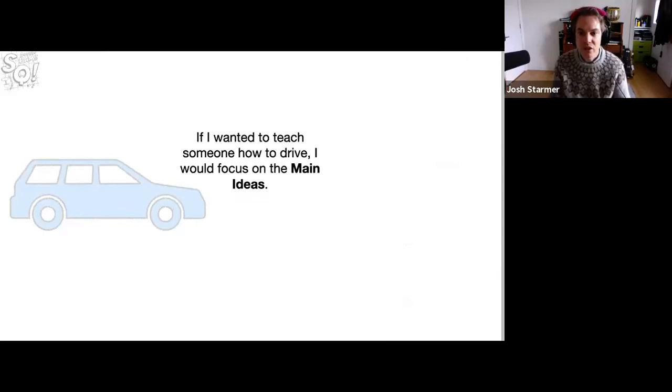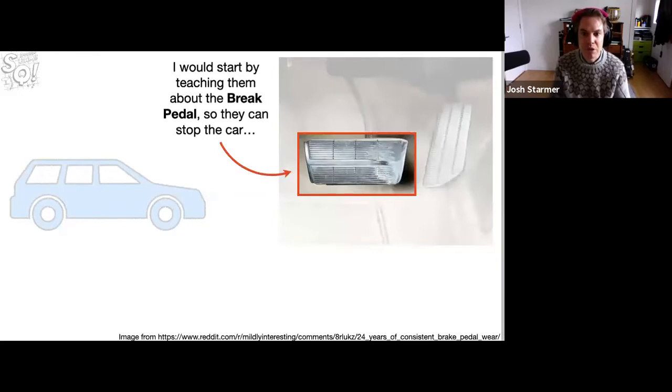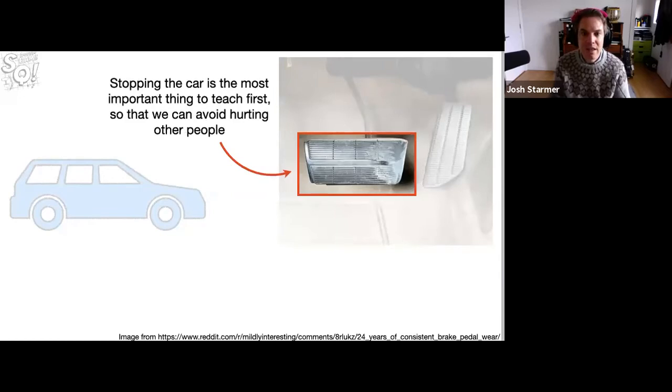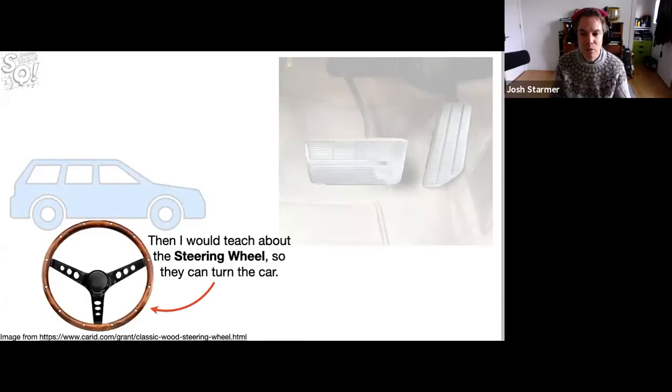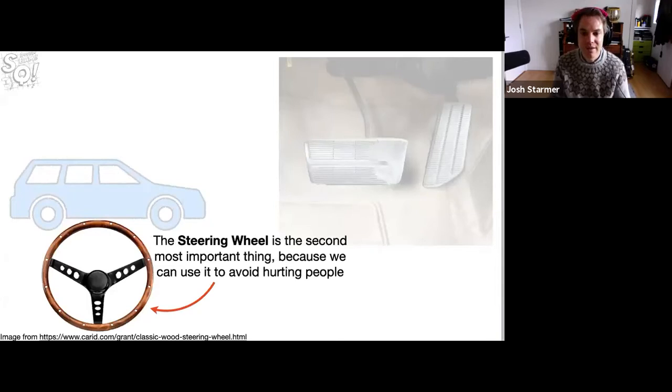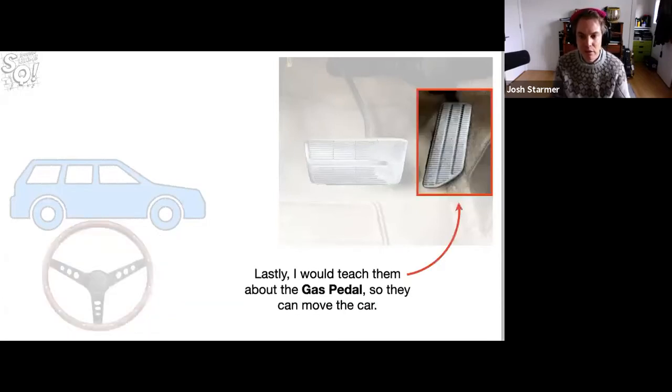If I wanted to teach someone how to drive, I would focus on the main ideas. I would start by teaching them about the brake pedal so that they can stop the car. Stopping the car is the most important thing to teach first so that we can avoid hurting other people. Then I would teach about the steering wheel so that they can turn the car. The steering wheel is the second most important thing because we can use it to avoid hurting people. Lastly, I would teach them about the gas pedal so that we can move the car.